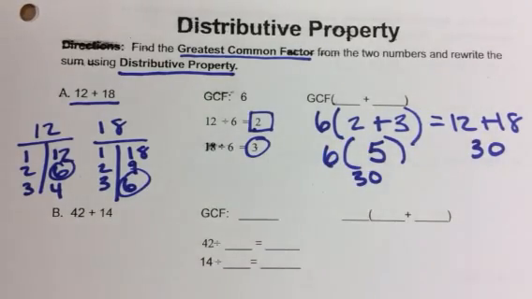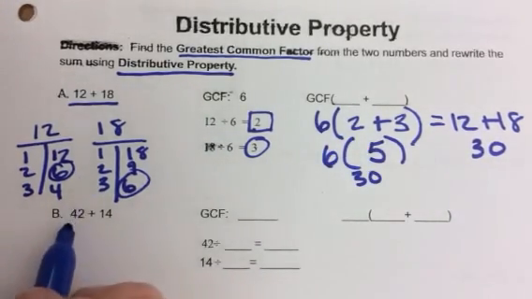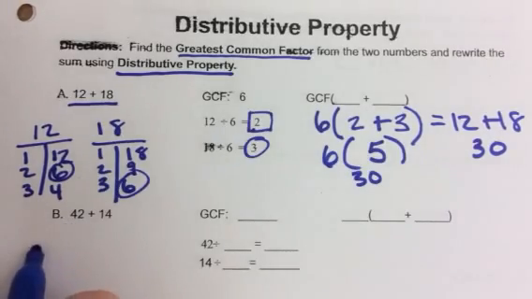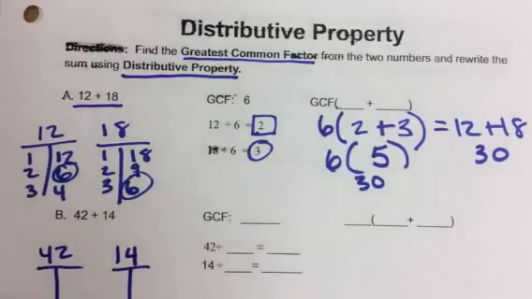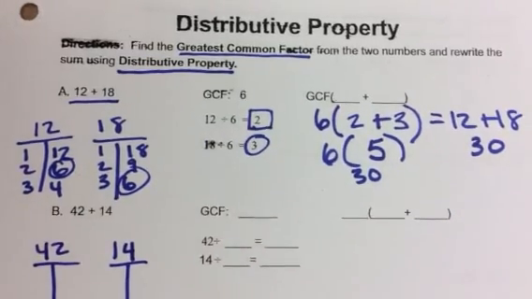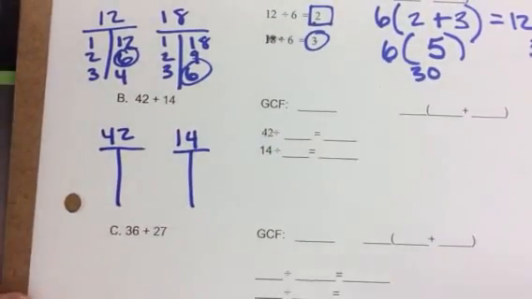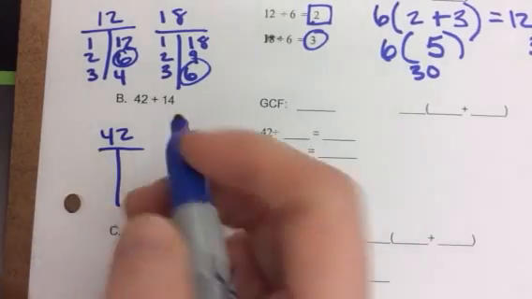This time, I don't give you the greatest common factor. So you have to figure out what is the greatest common factor of 42 and 14. Now, you might be able to do this mentally. If you can't, we can do the T-chart to help us. So I would do the largest one first.